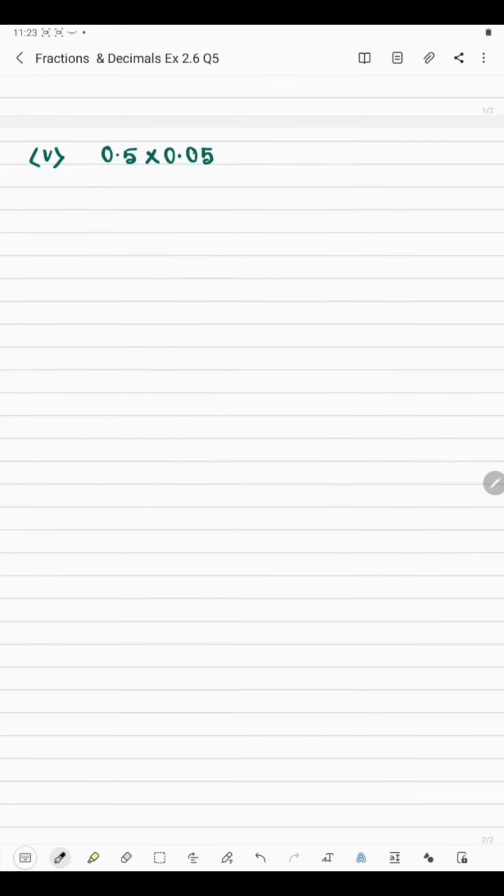Okay. Now in the fifth part we have 0.5 multiplied by 0.05. So if you remove the point in 0.05, then we will get 5 only. And if you remove the point here, then you will get 5. Means 0.5 will become 5 and 0.05 also will become 5. And if you multiply this, then we'll get 5 5s are 25. So here we have 25.